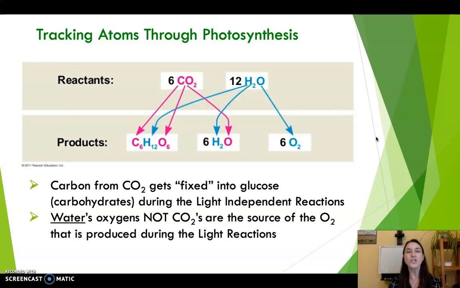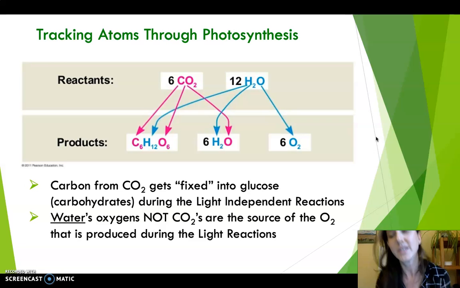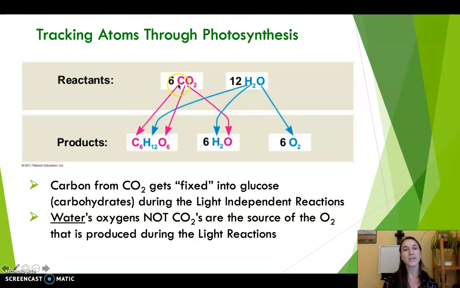All right, so I want to take a moment before we wrap this up to track the atoms. Think about where the atoms started and where they ended. So let's think first about our carbon atoms. Remember that the carbon in CO2 has now been essentially affixed and reduced and become part of glucose, these C6, right? So these 6 carbons from 6 CO2s are now C6 in a glucose.